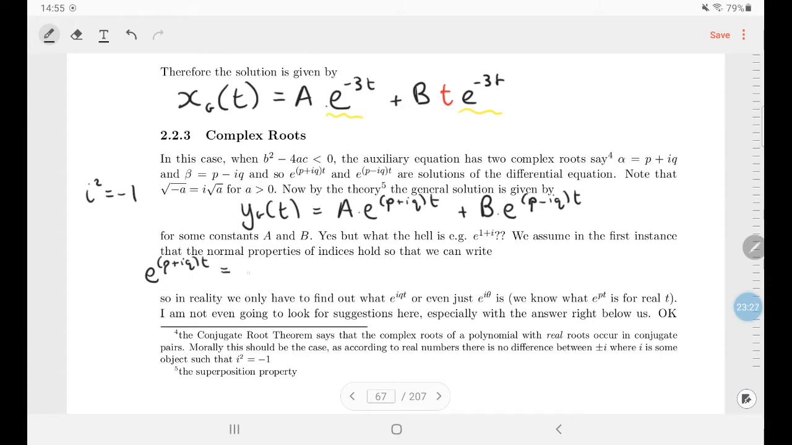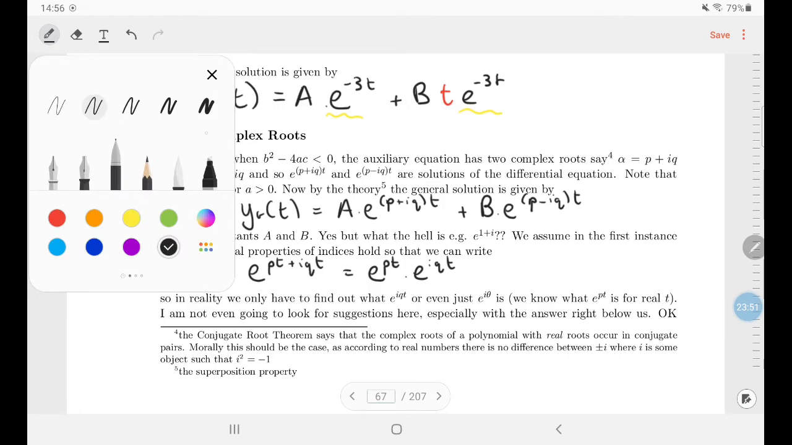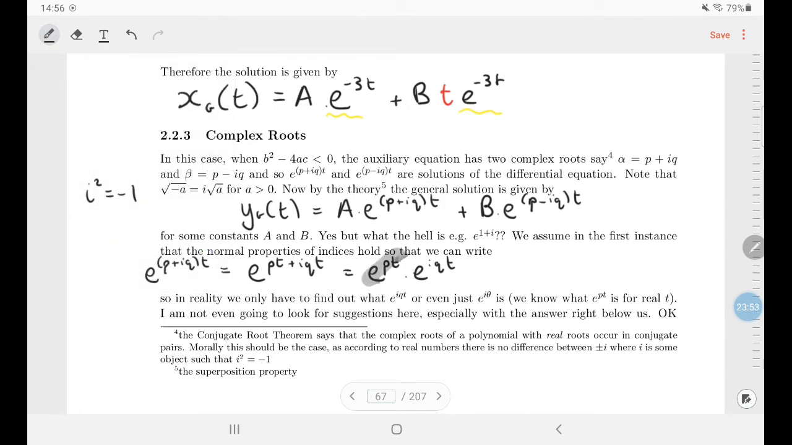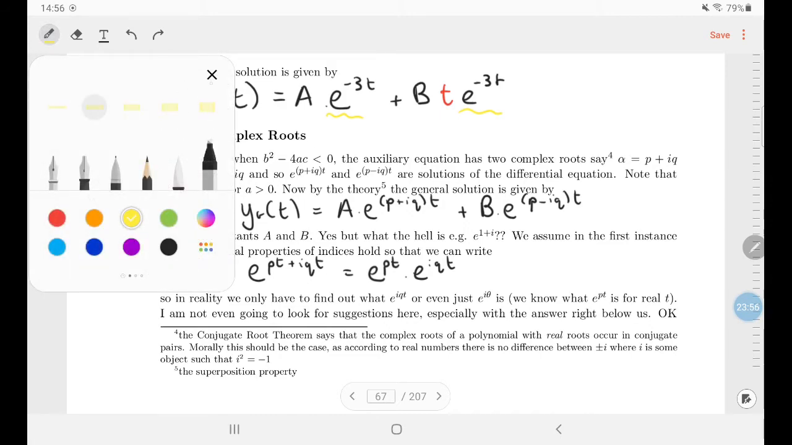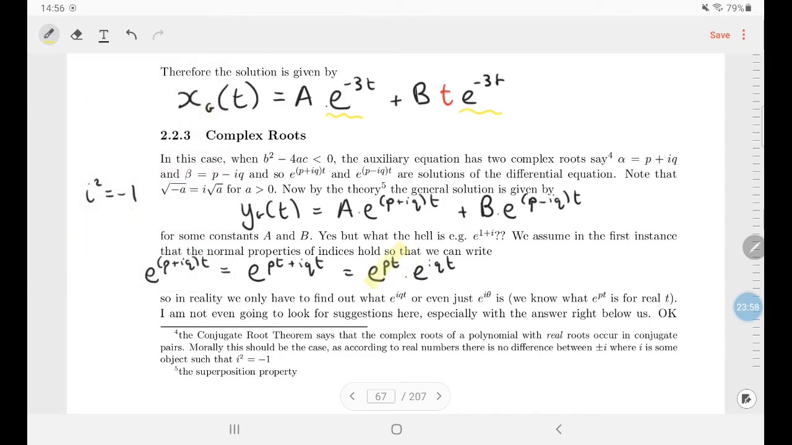So if I multiply this thing out, I get e to the power of pt plus iqt. If you remember your laws of indices, a sum of powers comes from multiplying powers together. So this is the same as e to the pt times e to the iqt. Now the e to the pt is no problem. We know exactly what that is, so that's not an issue. We just have to know what e to the iqt is. What we're going to do is figure out what e to the i theta is.